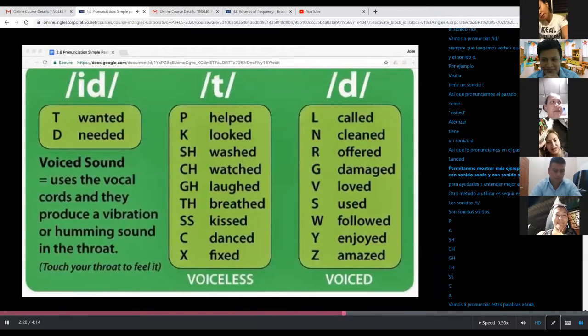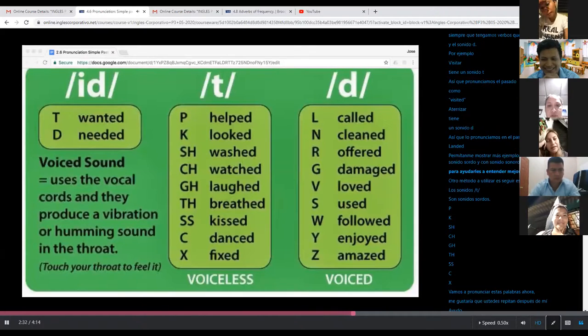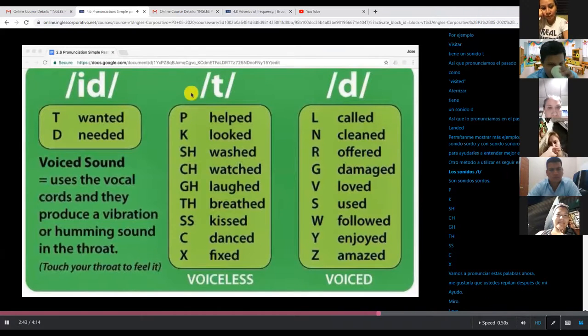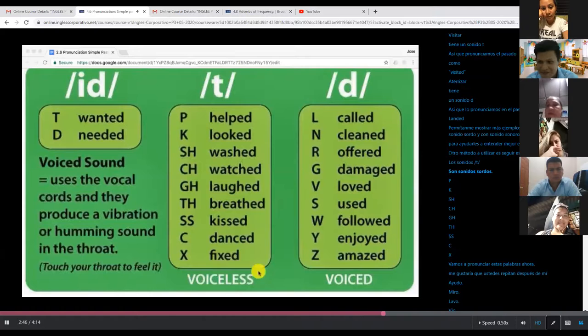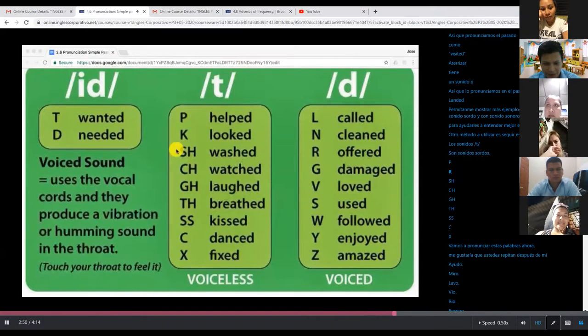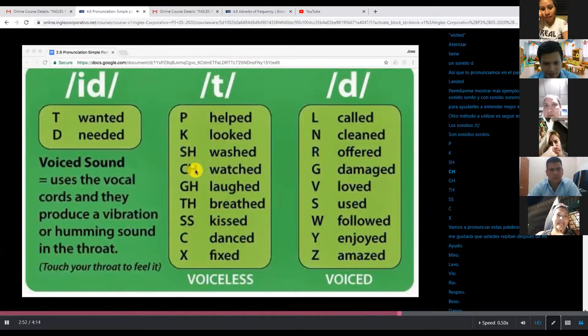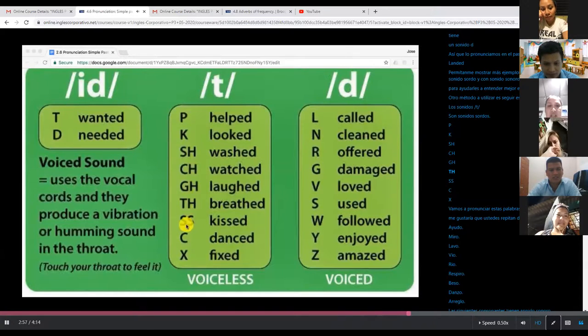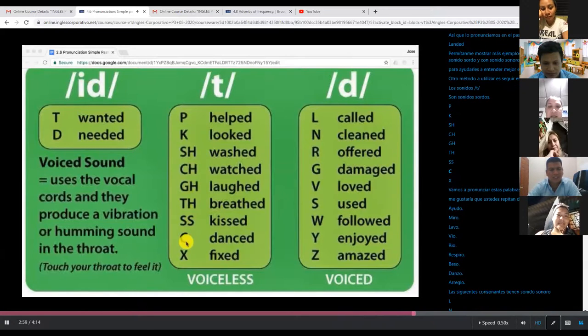Let me show you more examples of words that are voiceless and voiced to help you understand this topic better. Another method to use is following these particular sounds. These sounds are voiceless: P, K, S, H, C, H, G, H, T, H, S, S, C, X.